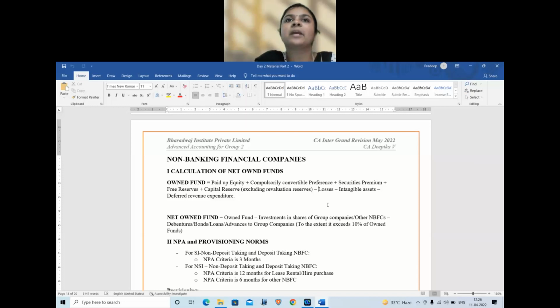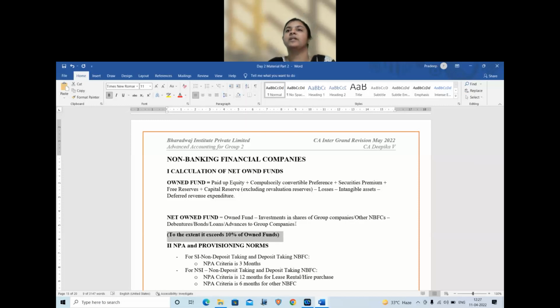Because what happens is, you brought in money for your business, but when you invest in a subsidiary, you are taking money out of the business and giving it to your subsidiary, which is another business. So that will be excluded. The net owned funds formula is: owned funds minus investment in shares of group companies or other NBFCs, minus investment in debentures, bonds, loans and advances to group companies, to the extent it exceeds 10% of the owned funds.